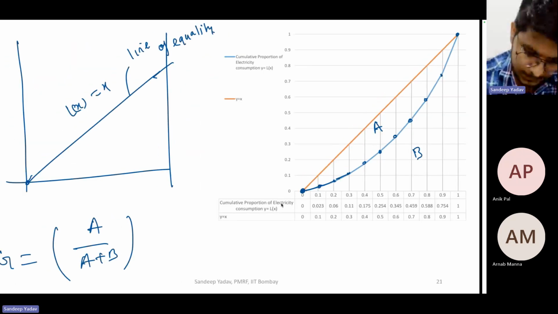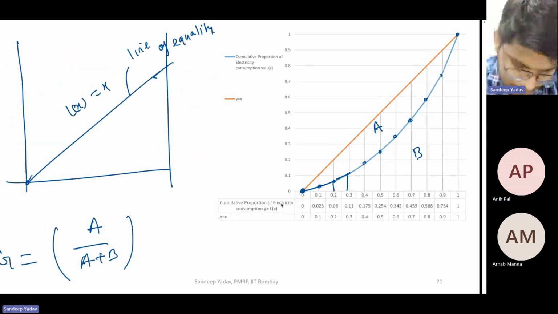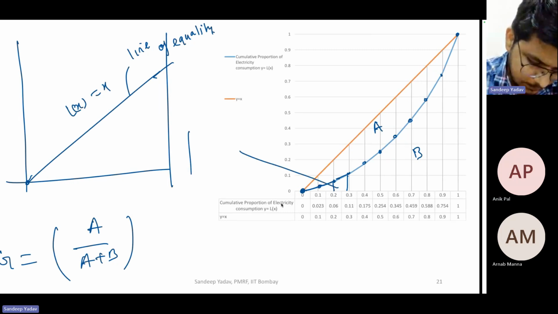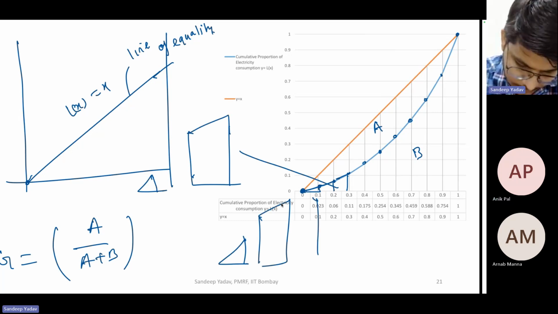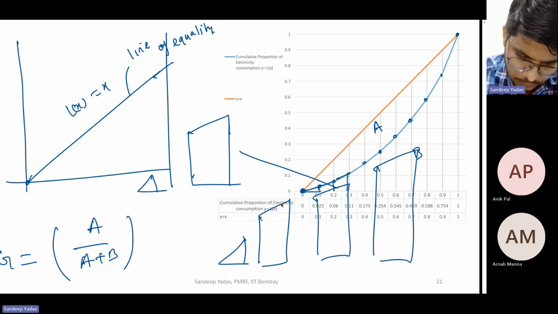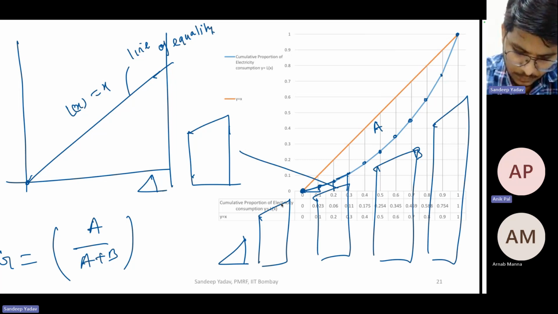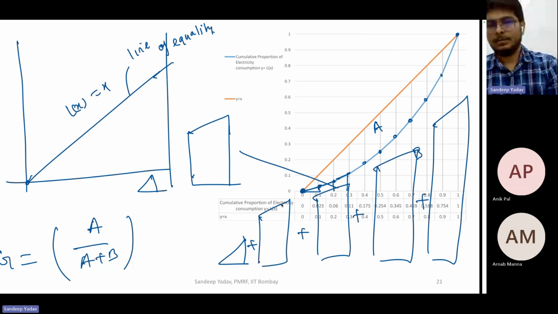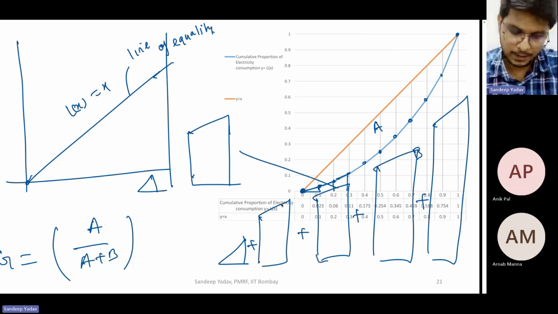Let's see. So we know this is the trapezium. Correct. If you will draw this thing here, this will be like a trapezium, and this is also a trapezium, this is also a trapezium, finally this is also a trapezium. So we have to add up all these areas, correct, to calculate the area covered by this.